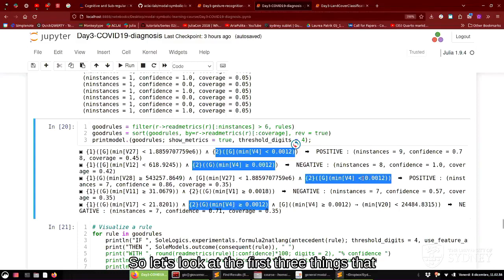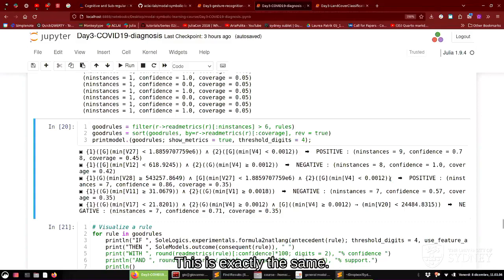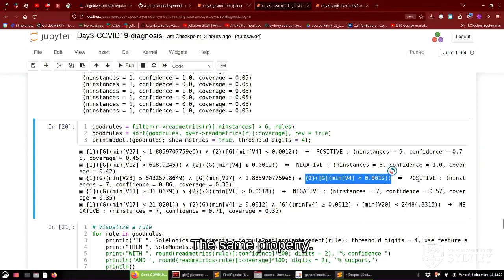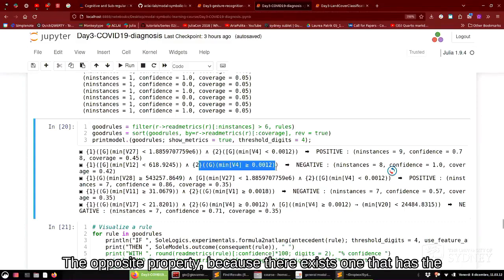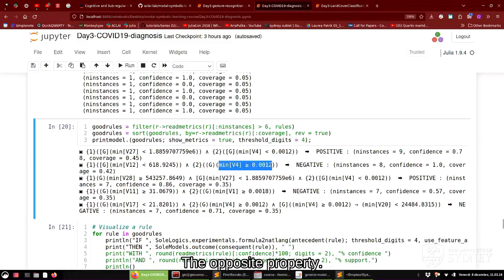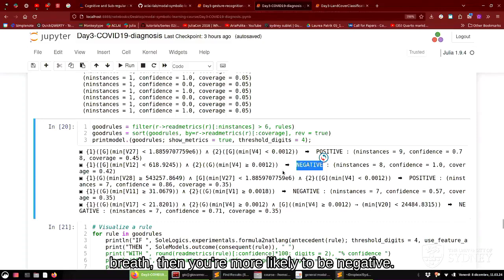So let's look at the first 3 things that I've highlighted. It looks like if all intervals have that property on V4, that implies positive. This is exactly the same property. It implies positive, and this is the opposite property, because there exists one that has the opposite property. So if at some point this appears in the breath, then you're more likely to be negative.